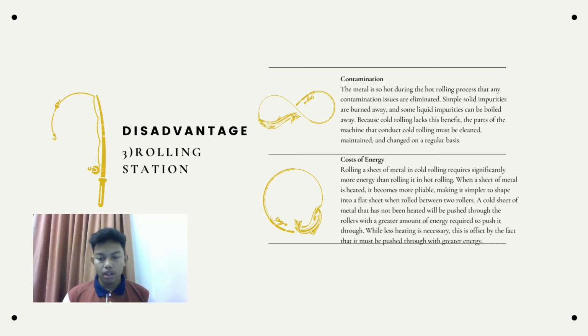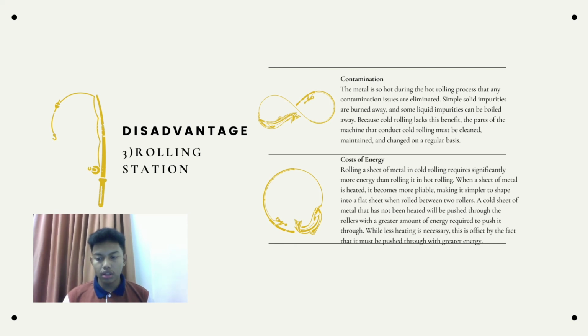Second, cost of energy. Rolling a sheet of metal in cold rolling requires significantly more energy than rolling it in hot rolling. When a sheet of metal is heated, it becomes more pliable, making it simpler to shape into a flat sheet when rolled between two rollers.